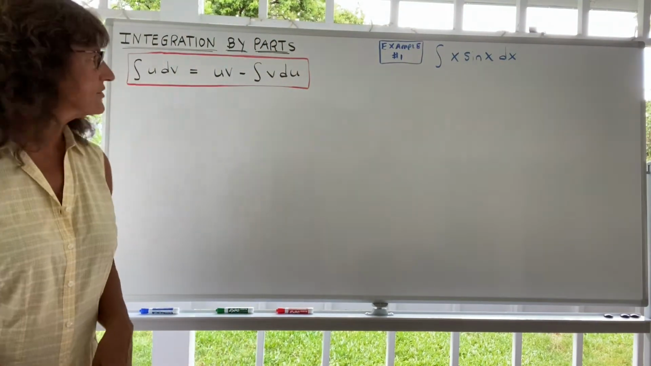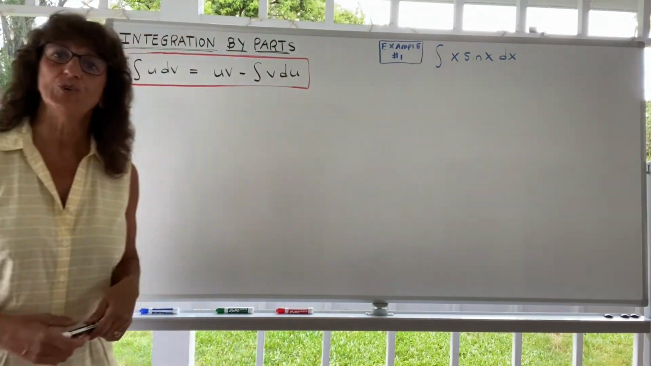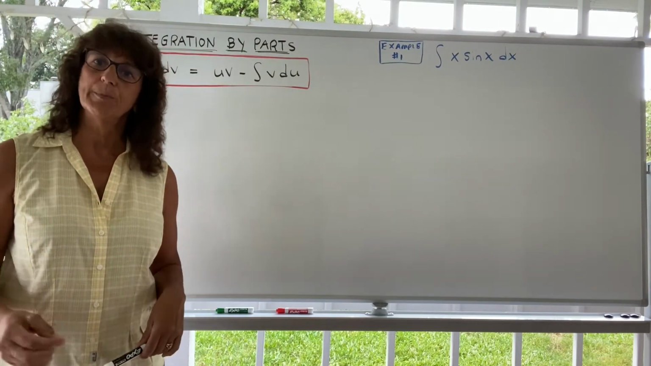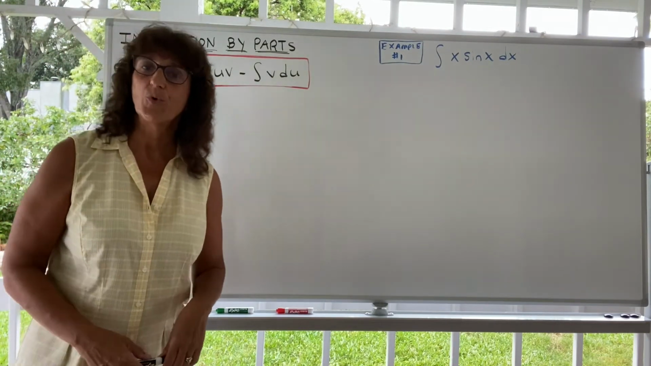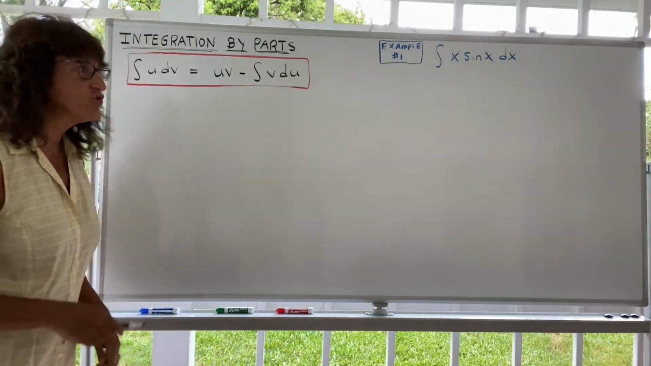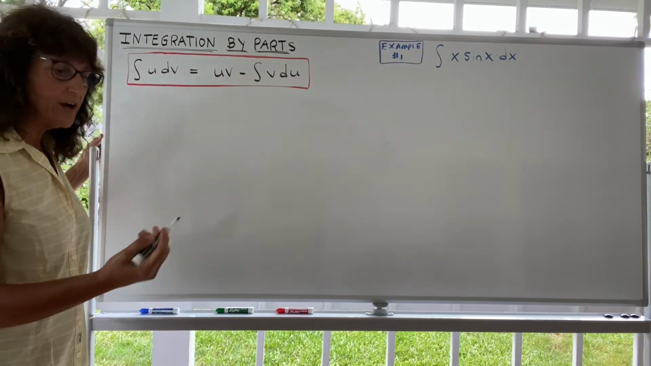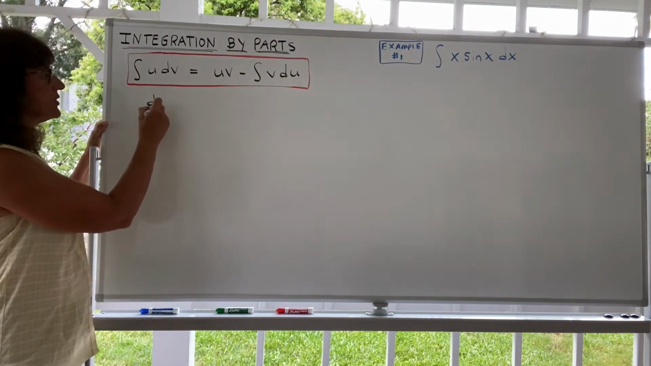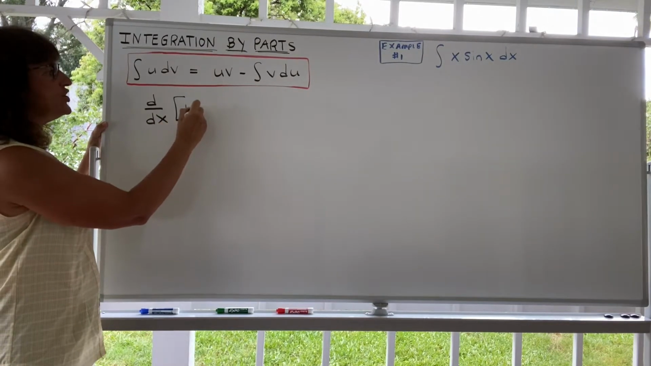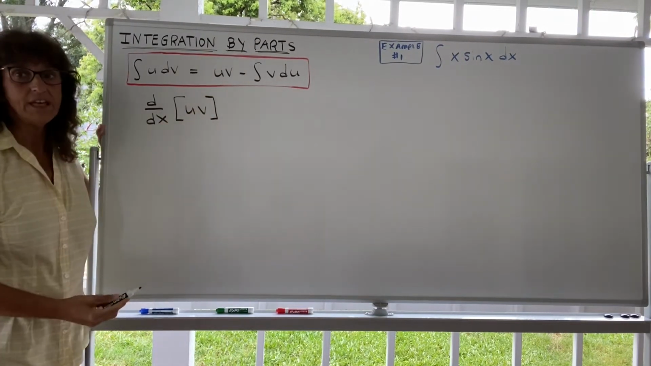Integration by parts. This is a topic in Calculus 2. To see where it comes from, we have to visit a derivative formula that you remember from Calculus 1, the product rule. Let's take a look at the product rule from Calculus 1 so we can see where integration by parts comes from.